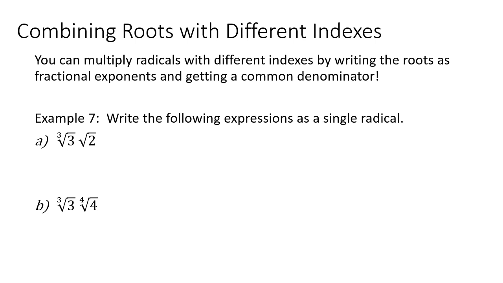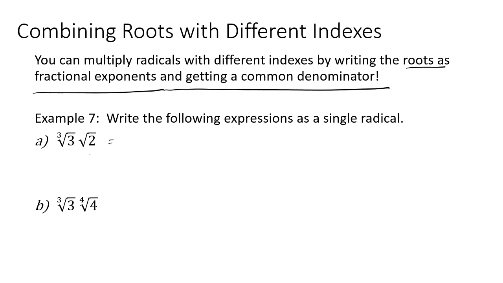For our final type of problem in the section, this is one of the longer sections in the course, let's talk about how we combine roots with different indexes. So as mentioned earlier, cube root of 3 times square root of 2, you can't just multiply together the stuff on the inside because the indexes are different. There is still a way you can combine this together though. And the trick is to write the roots as fractional exponents again, and then get a common denominator for the fractional exponents. In other words, we're going to turn these into a common root of a different index.